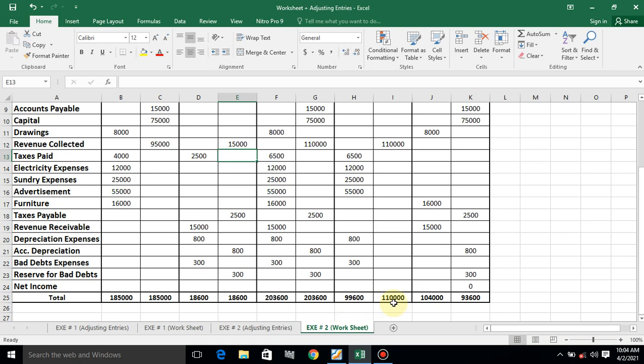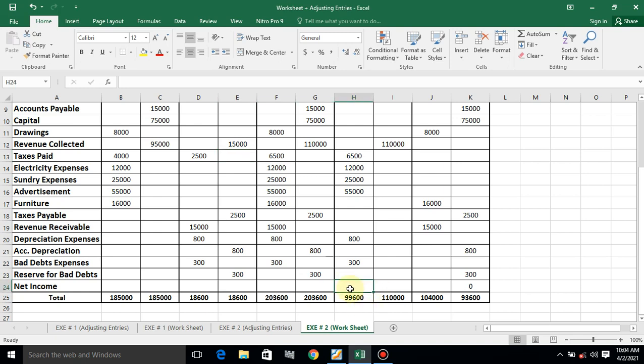Now where should we mention this difference of 10,400 rupees, which is basically our net income? Because in the income statement column the difference is basically your net income or your net loss. So this is the case of our net income, or profit, because the credit side is greater than the debit side. So where should we mention net income so that both the sides may get balanced?